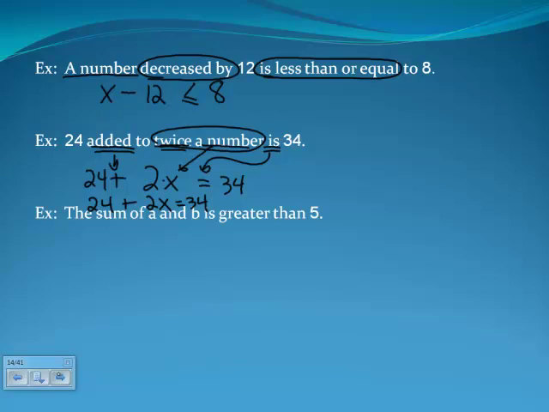Next example, the sum of a and b is greater than 5. Sum, keyword for addition. What are we adding? It's usually the next two things in the list. We're adding a and b. And that is greater than, that's an inequality, is greater than, it's an arrow pointing to the right, is greater than what? It's greater than 5.